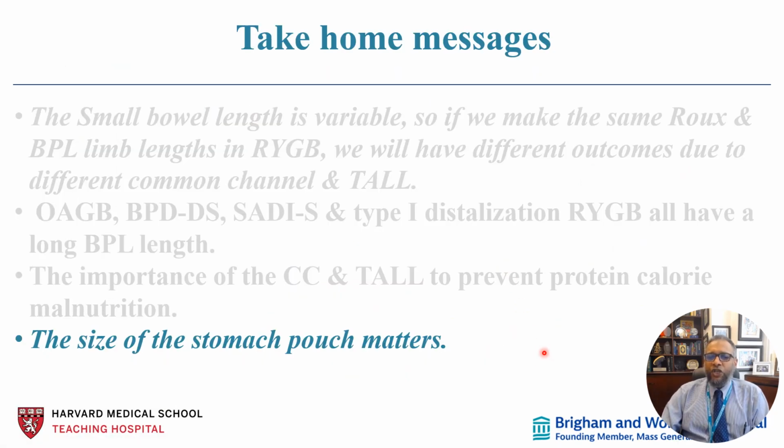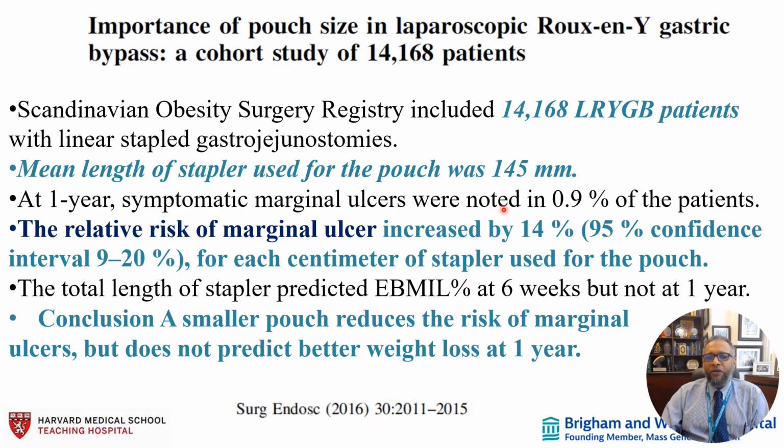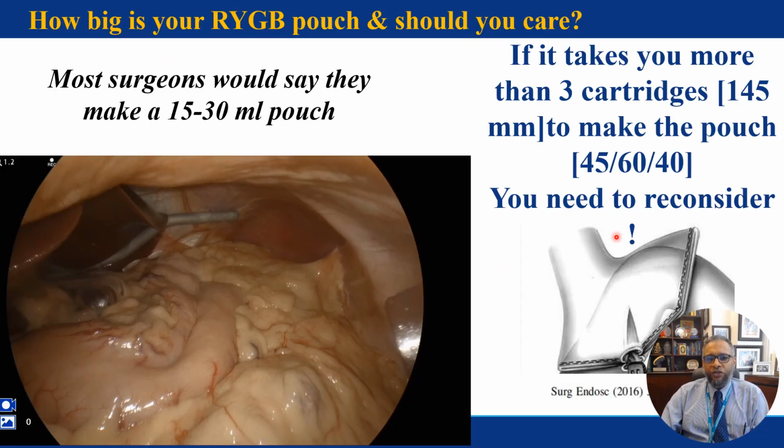Finally, I just want to share with you that the size of the pouch matters. The Scandinavian registry showed that you need to have a pouch that may be not more than 3 cartridges to minimize marginal ulcer in more than 14,000 patients. The longer you make the pouch by 10 millimeters, the more you increase the risk, by 14%.